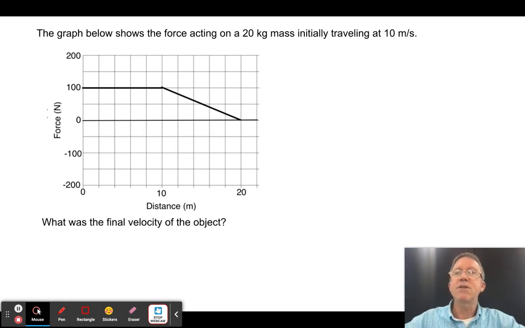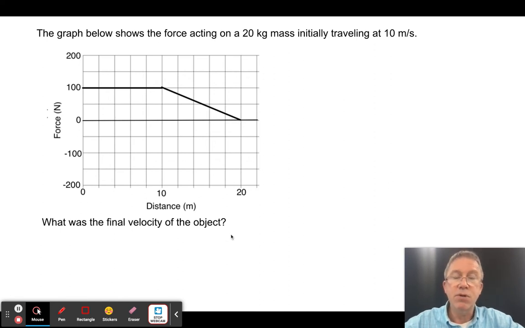All right, so I've got this graph. It shows force acting on a 20 kilogram object that's initially traveling at 10 meters per second. Here's what I say. I have 100 newtons of force acting across a distance of 10 meters. Then that force is going to gradually decline until it reaches 0 at 20 meters. So I want to figure out what's the final velocity of the object.